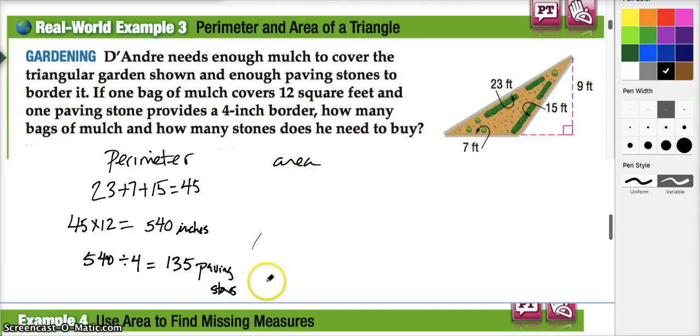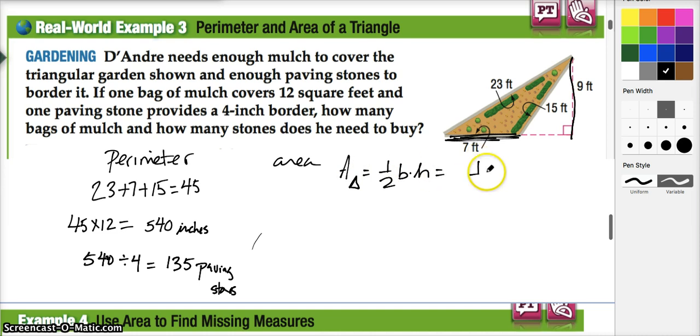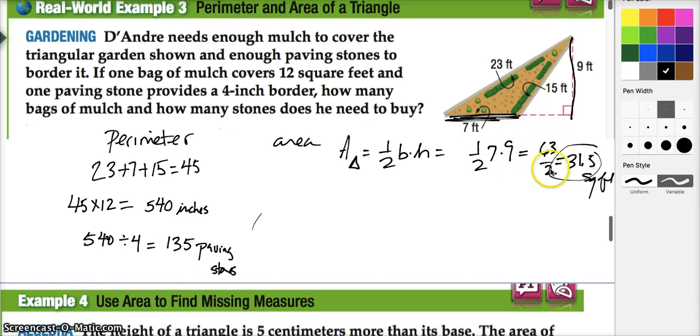So we need to find the area, and to find the area we need base times height. The base of this triangle is 7 because we were given information about the height. That's going to lead us to the orientation that this is the base. So the area of a triangle is 1/2 base times height, and in this case, that's 1/2 times 7 times 9. Are you guys with me? I hope this makes sense. And so now we've got 63 over 2, or 31.5 square feet.